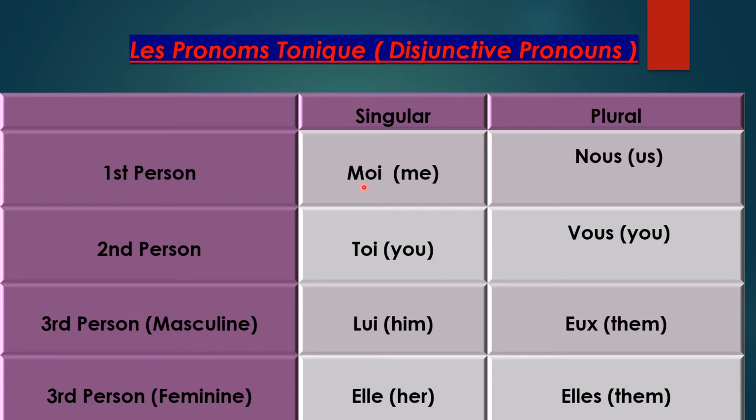We use moi for first person singular, that means me. For plural we use nous, means us. Second person for informal we say toi for you. Vous for the formal you or many people, second person. Vous means you. Third person masculine we use lui, means him. Eux for them for masculine plural. Third person feminine we use elle, means her, and elles for them for feminine plural.